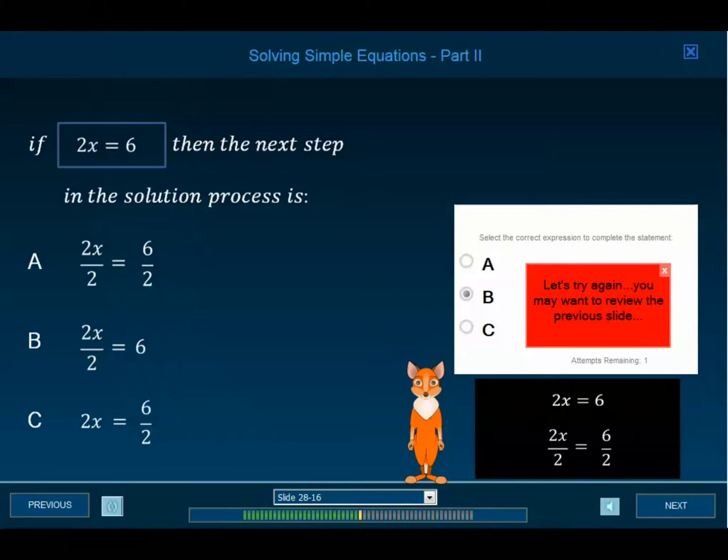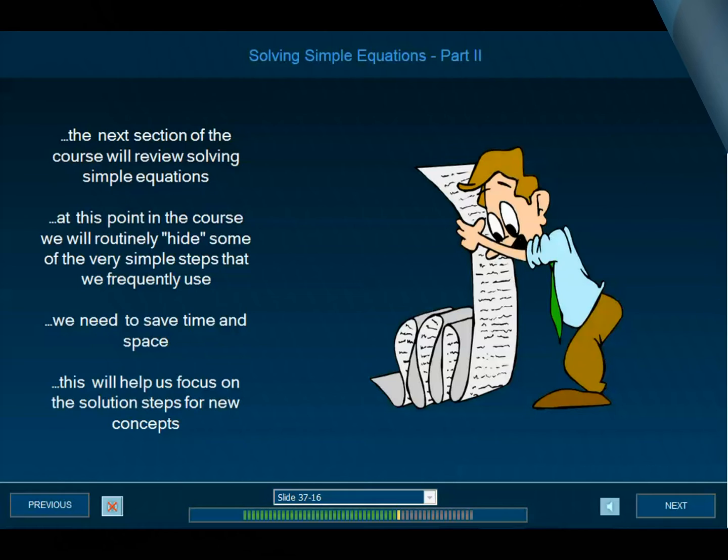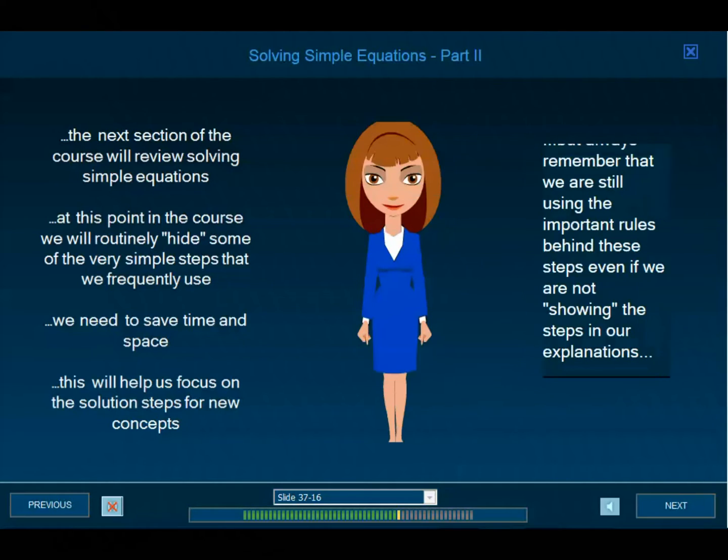Remember, we divide both sides of the equation by 2. Very nice. If 2x equals 6, then the next step is 2x over 2 is equal to 6 over 2. This will help us focus on the solution steps for new concepts. But always remember that we are still using the important rules behind these steps, even if we are not showing the steps in our explanations.